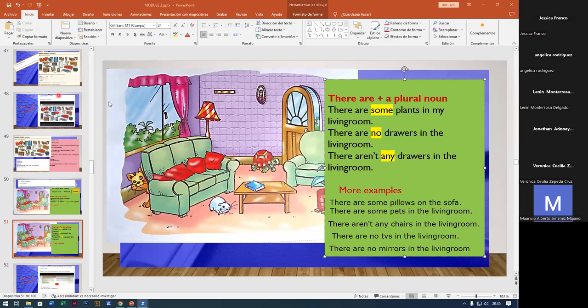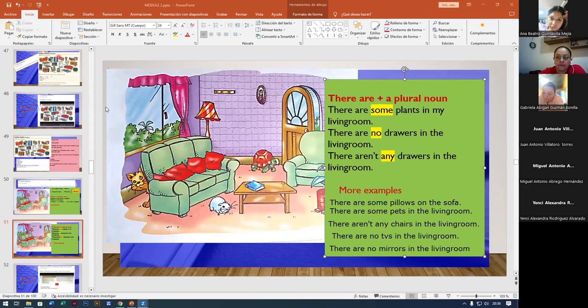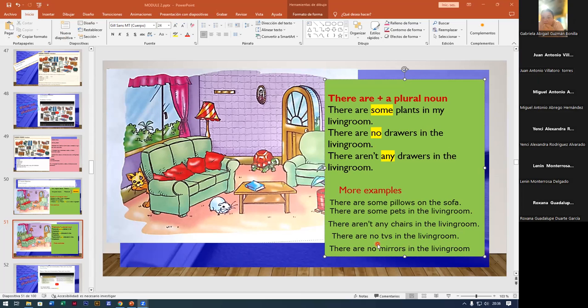Thank you. Let's continue. Angelica Rodriguez. There aren't any chairs in the living room. Yes, that's right, thank you. Ana Beatriz, continue. There are no TVs in the living room. Great. Jency, continue. There are no mirrors in the living room. Very good job, guys.